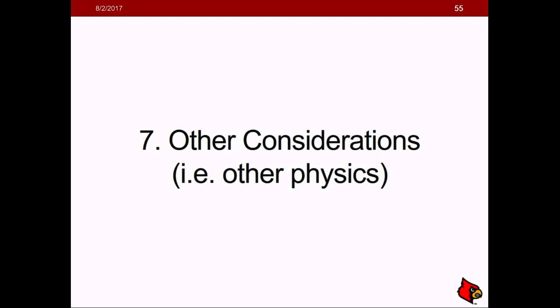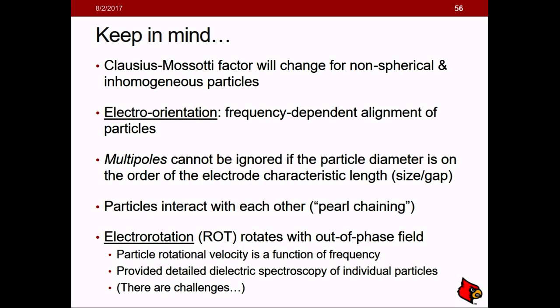So besides dielectrophoresis, we're going to introduce some other physics, because other electrokinetic mechanisms exist. It's just a matter of whether you account for them, whether you can design around them, or whether you want them for your system. So keep in mind, so far we're talking about dielectrophoresis, but the Clausius-Mossotti factor will change for non-spherical and inhomogeneous particles, shelled particles, and there are a lot of different geometries, both numerical and geometrical, that you can use. Just be mindful of those. We won't go over those, but just be aware.